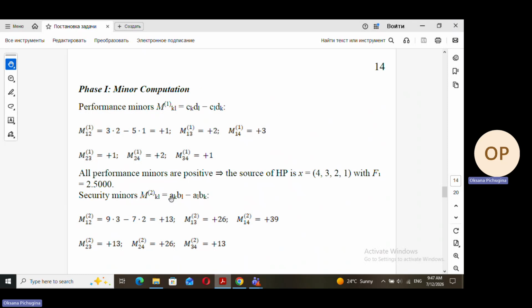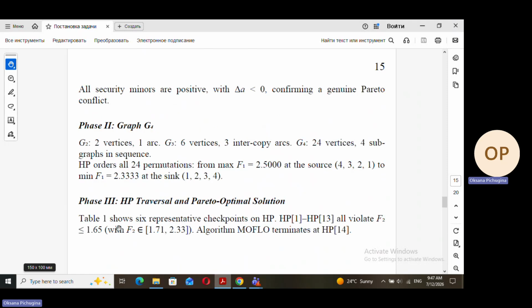In phase 1, all performance minors are computed and they are positive. Therefore, the source of HP is 4321. The security minors are computed in the same way and confirm the Pareto conflict. We build a graph G4 on 24 vertices. Its Hamiltonian path orders the assignments by F1.